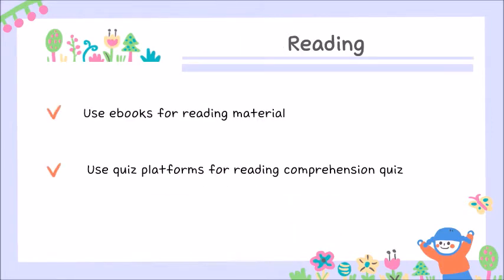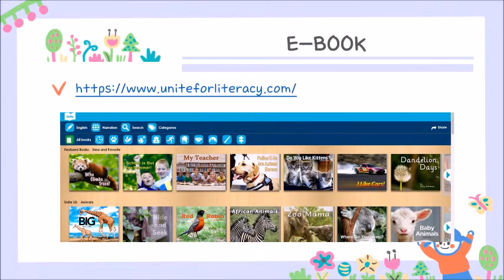There are two suggestions in the reading skills category: using ebooks for reading material and using quiz platforms for reading comprehension quizzes. In our proposal, there are activities that include reading books, but buying books every time for every student costs a fortune, so we could use ebooks instead of real books to cut the budget.